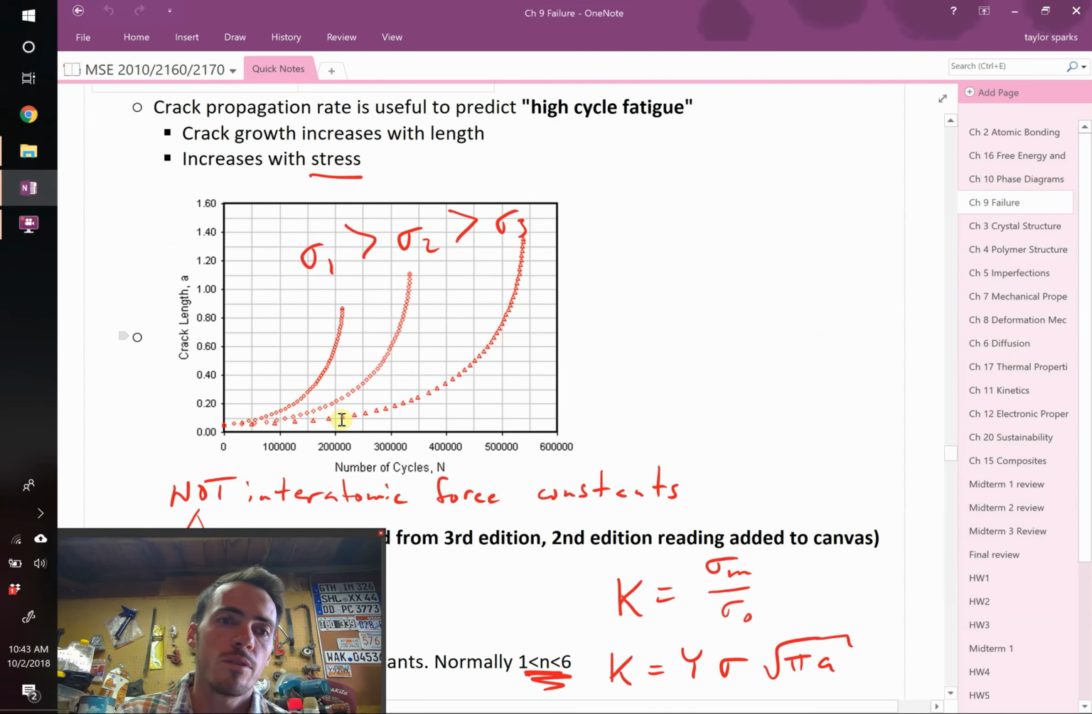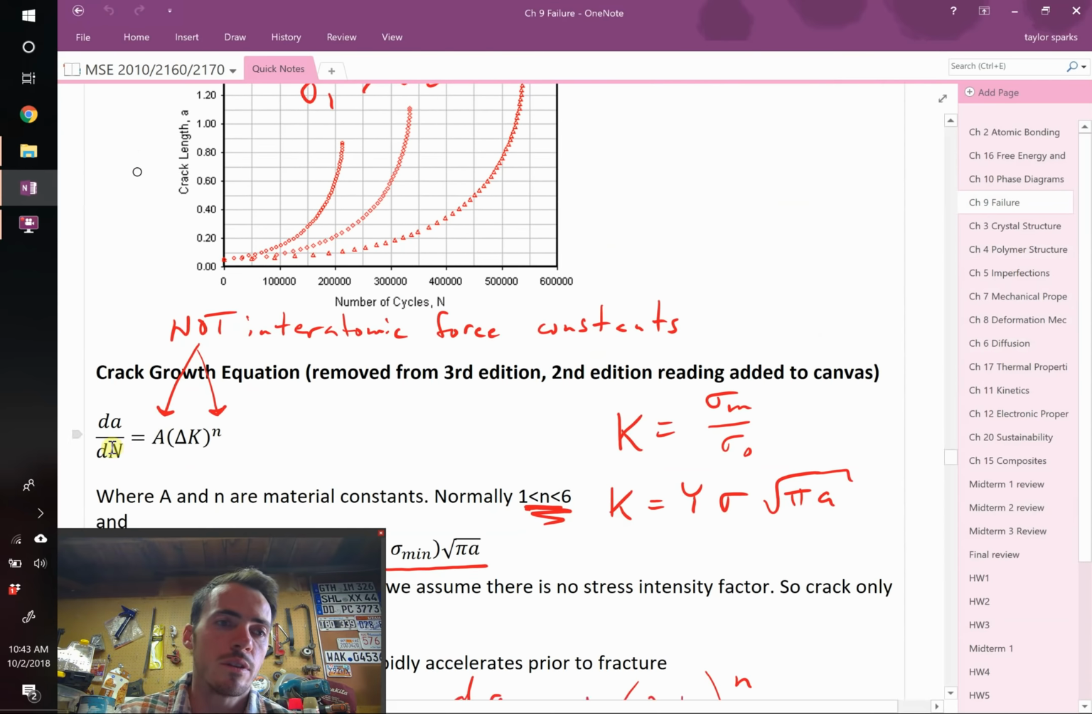And the flaw size is going to grow at different rates. First off, it's not linear growth. It's this exponential growth, right? It's a power law growth. And higher stresses cause it to grow faster. Therefore, we need an expression that looks like this. dA/dN, that's our incremental crack growth, right? That's the growth in the crack with each cycle. It's the instantaneous growth. It's equal to A multiplied by the range in our stress intensity raised to the n.